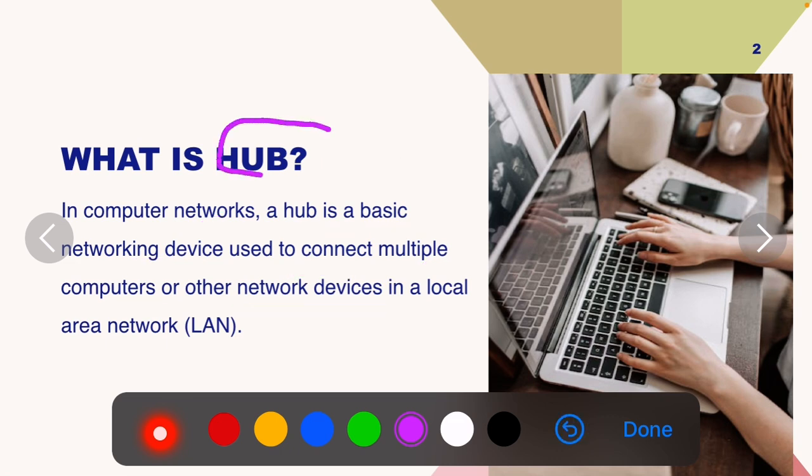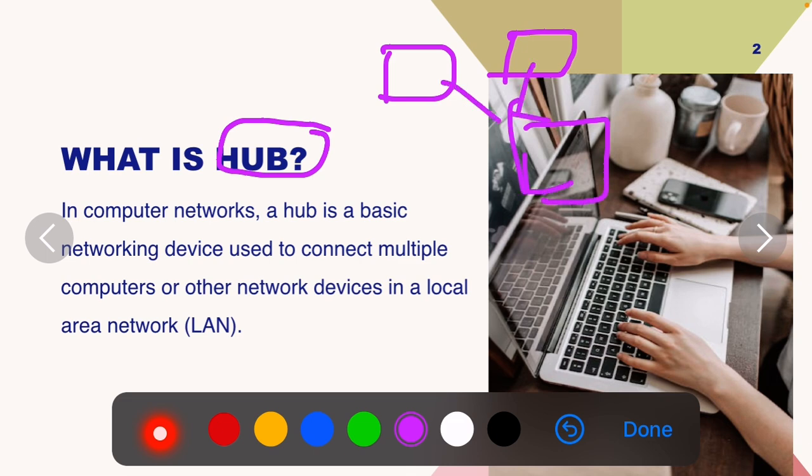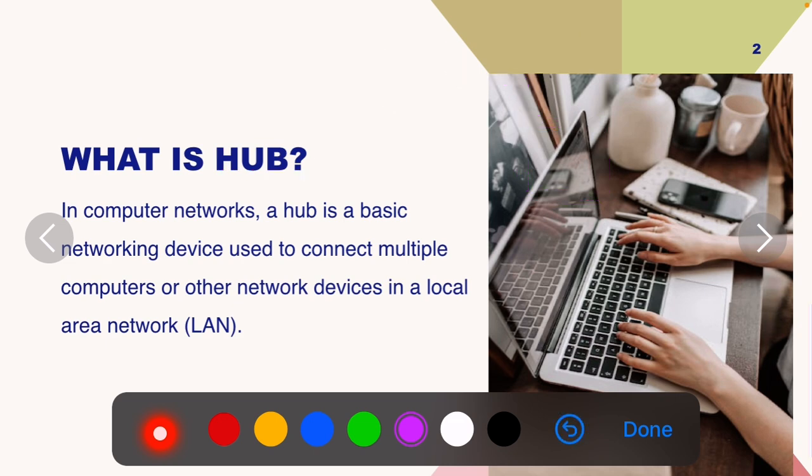Hub is useful to connect multiple computer devices, or multiple devices, with the help of a single unit, which is known as hub. It can also connect multiple LANs. LAN, what is LAN? LAN is a local area network which consists of multiple computers. So we can connect multiple LANs with the help of hub also.